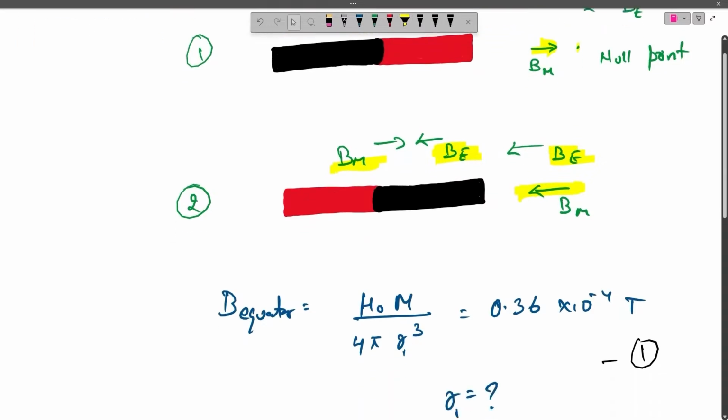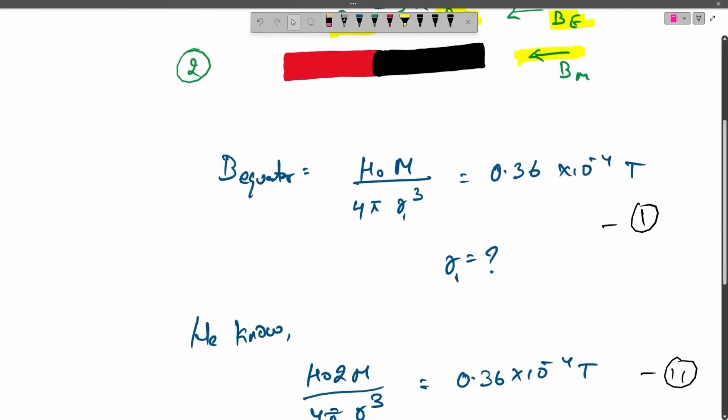Now B at equatorial position is given by mu naught m by 4 pi r cube, where r is the distance from the center of the magnet. Now here we have to find out at what point r1 will the magnetic field due to the magnet be equal to 0.36 into 10 to the power minus 4 Tesla, or the magnitude of Earth's magnetic field. So we have to find out r1 over here.